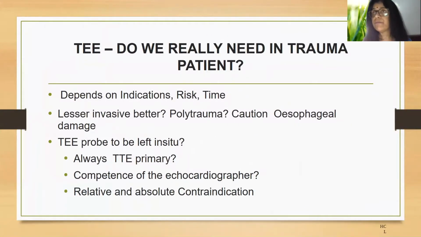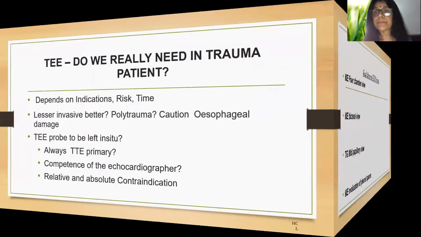What about trauma? We have trauma cases in ICU. Do we really need to use a TEE? Of course, it depends on the indications. If it's a polytrauma, you are scared of an esophageal damage. So should I always do a transthoracic first and then do a TEE? If I put a TEE probe, should I leave it inside? If there is a competent echocardiographer to do a TTE, should I use that? And are there any relative and absolute contraindications? These are the questions which come to our mind.